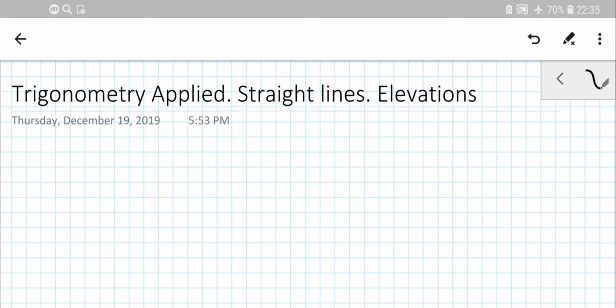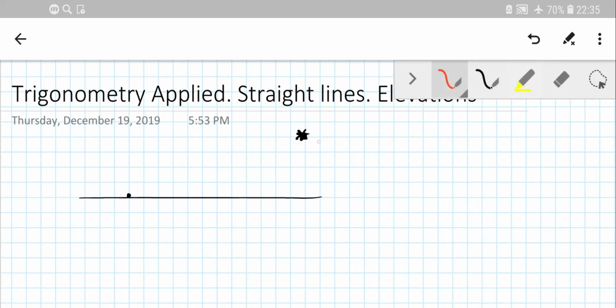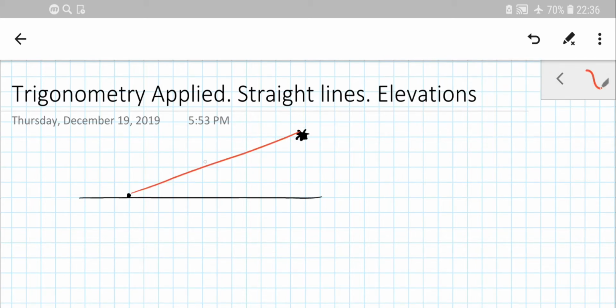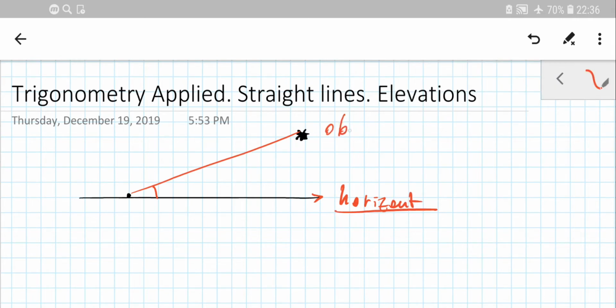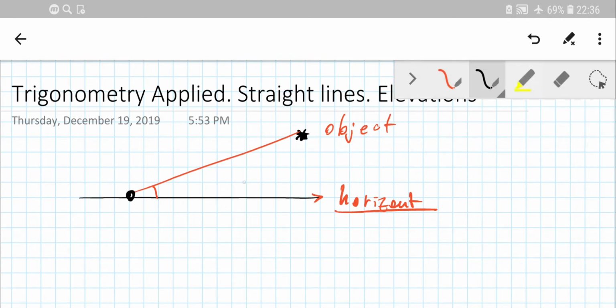For example, here we have a horizon and we have some object that we're looking at. For example, it might be a star. So we look from the ground and hence we've got the line of sight. It's here. So we have some angle between the horizon and your object. So that's the object that you keep an eye on, and you are here as the observer. So this angle is called the angle of elevation.